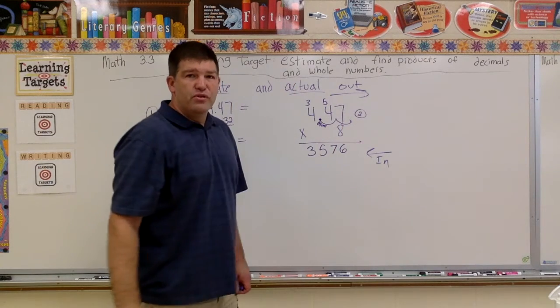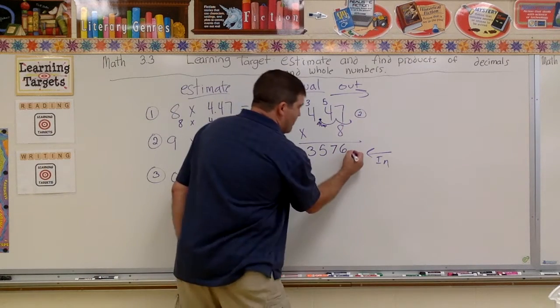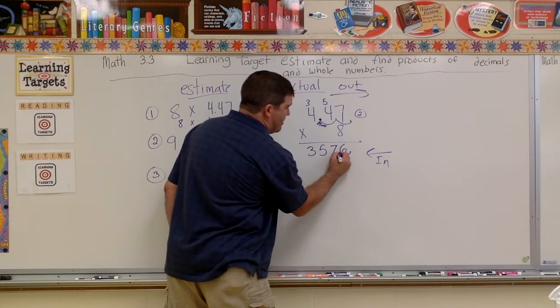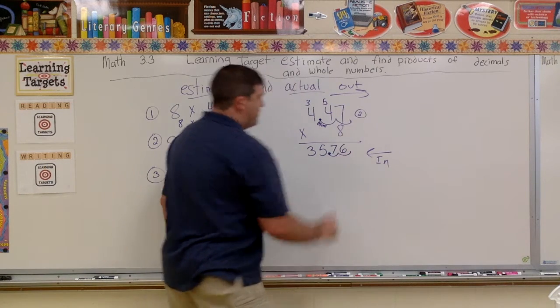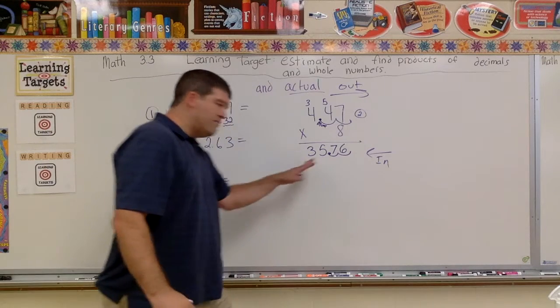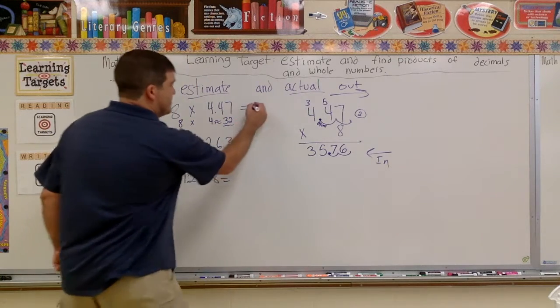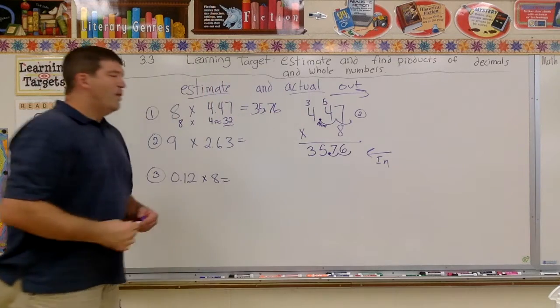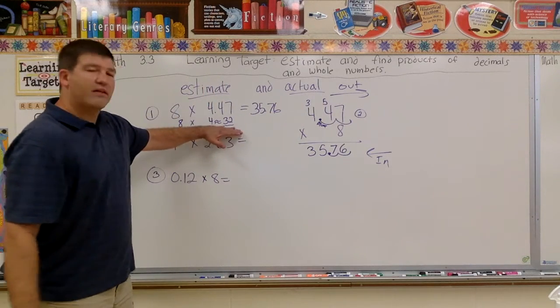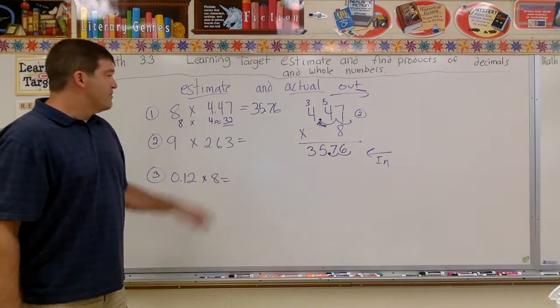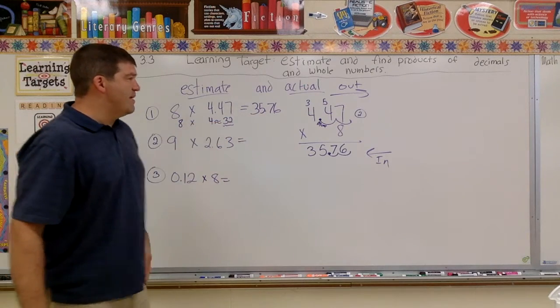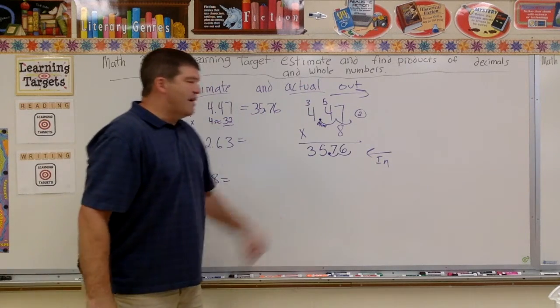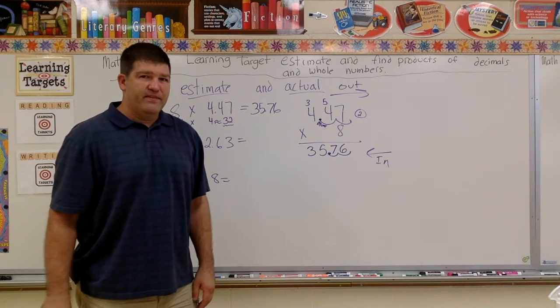So it moved out 2 place values. So I'm going to start here and go 1, 2. There you go. I moved it out and moved it in. So my answer is 35.76, which is pretty close to 32. So I feel good about the estimate, I feel good about the actual, and I remembered how to do all that.